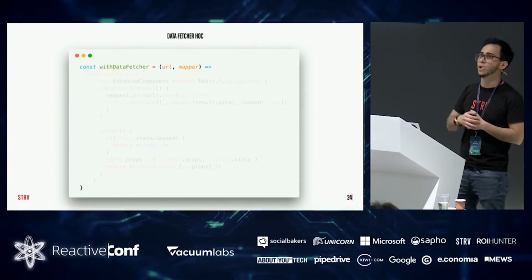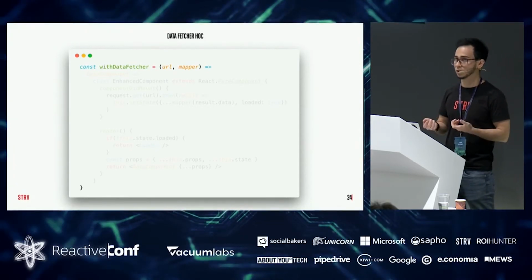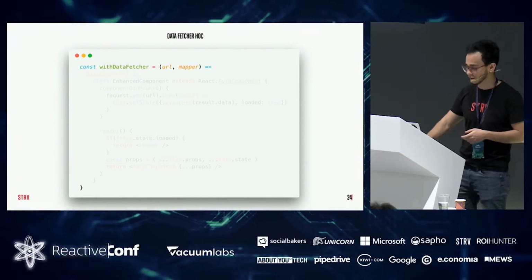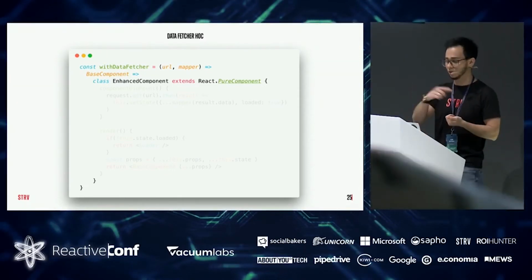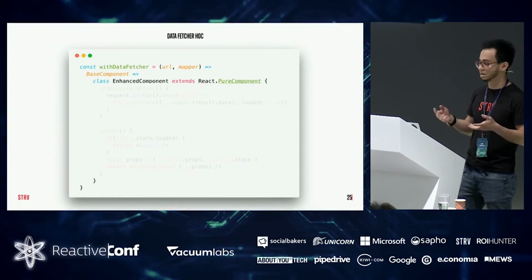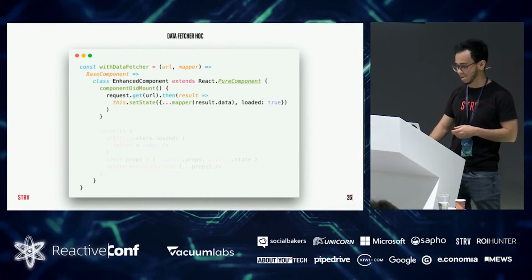So we pass the URL and the mapper function, and what we're going to return is the actual higher order component. So the first function is just configuration. Second is going to be the higher order component. It takes the base component. In the previous case, it was the films, and now we return a class-based component.